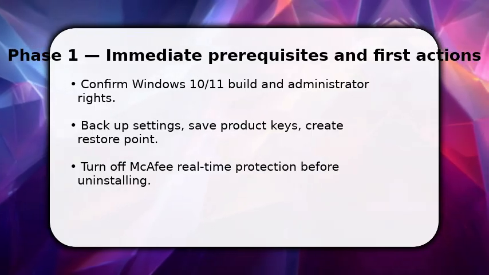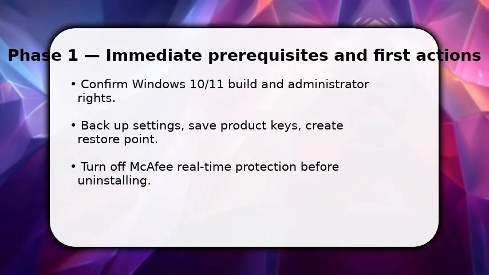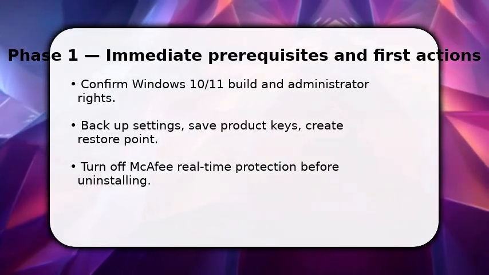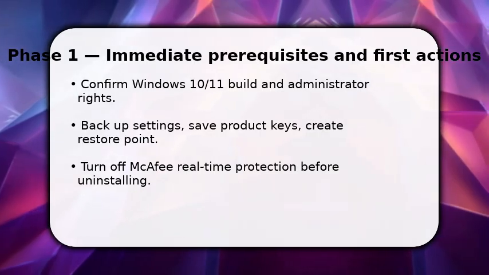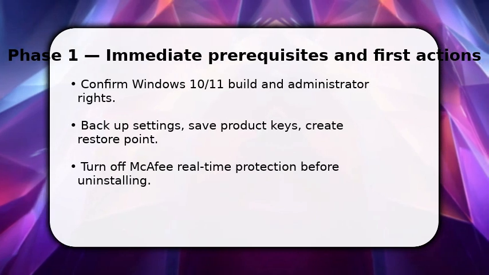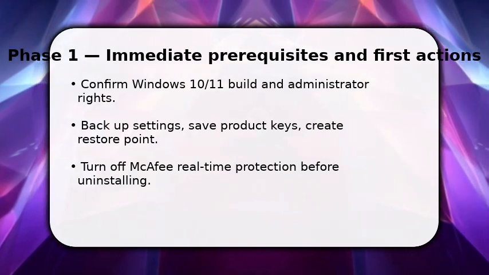Next, open McAfee, disable real-time scanning, and close its background processes. This prevents file locks during removal. Finally, go to Settings, Apps to start the uninstall. This initiates the transition to Windows Defender and ensures components can be removed cleanly.